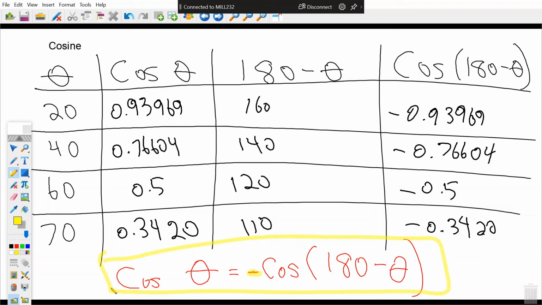Now these little equations will be available on the board or on a formula sheet for the test if you ever needed to look at them. Okay.